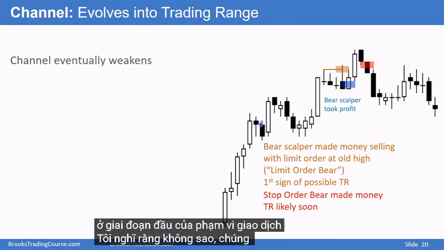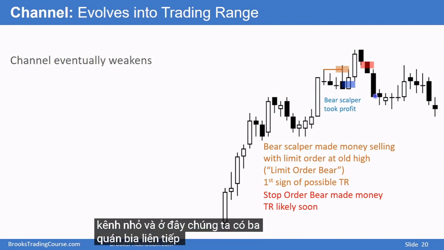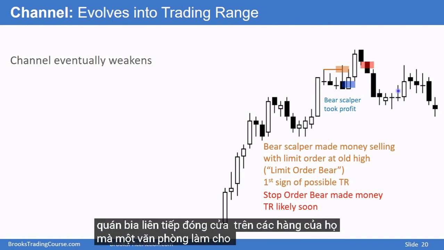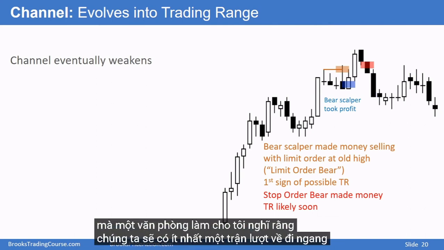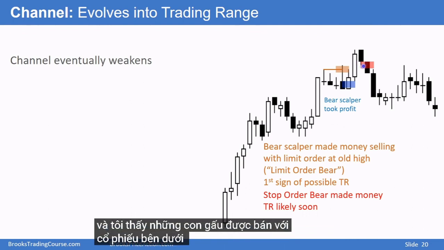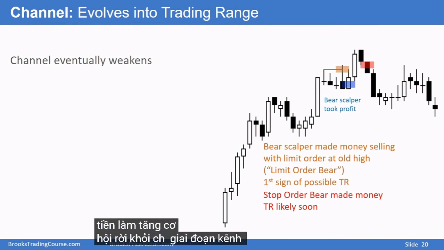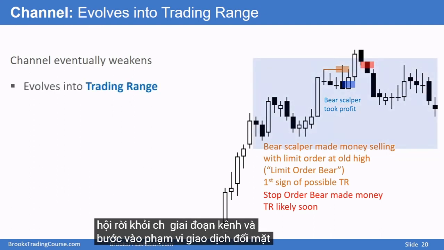I'm thinking that, okay, bull breakout, bull channel, and here we have 3 consecutive bear bars closing on their lows. That's enough to make me think we'll get at least a second leg sideways to down. And I see bears who sold with a stop below bars are now making money. That increases the chances that we're leaving the channel phase and entering the trading range phase.